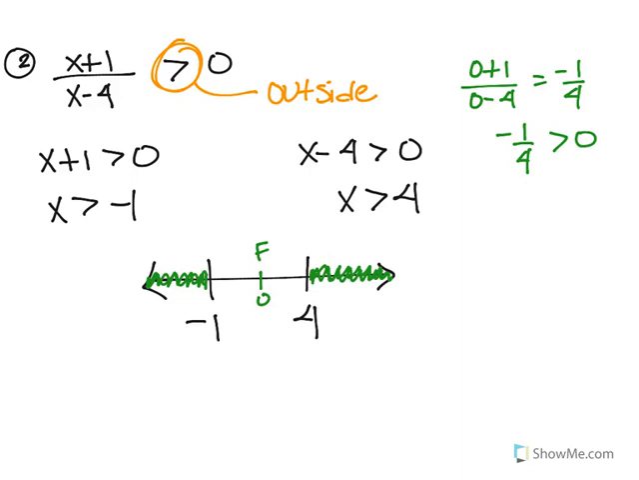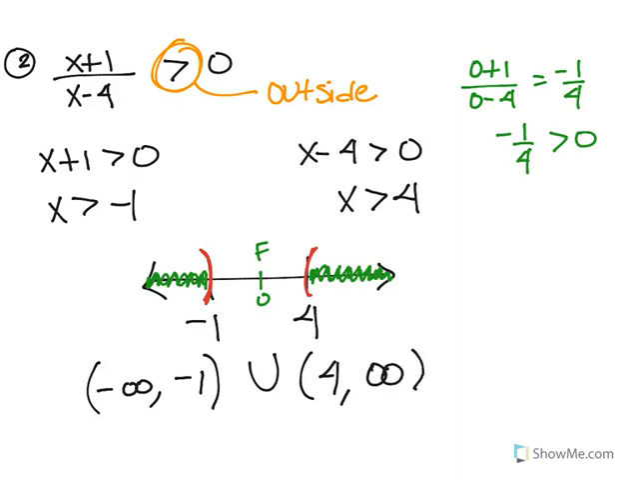And our symbols again are parentheses. Good. So what's that notation? Parentheses, negative infinity comma -1, parentheses, union, parentheses, 4, comma, positive infinity. Very good. Y'all see that? Questions? Not too bad.